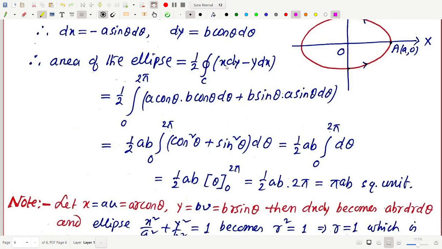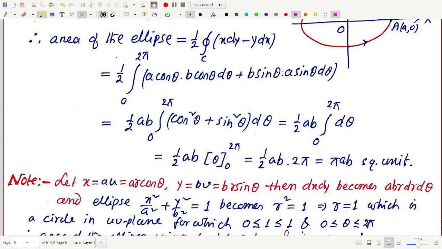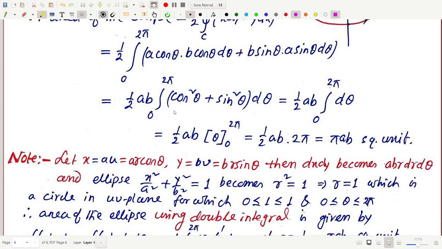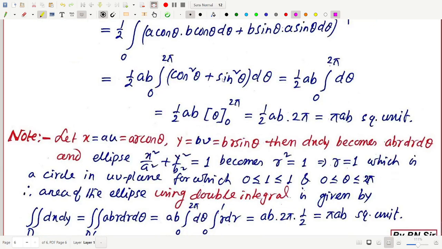So x is a cos theta, dy is b cos theta d theta, and y is b sin theta, dx is minus a sin theta d theta. That is why this minus becomes plus a sin theta d theta. This equals, with ab common and the half already there, cos square theta plus sin square theta, which is 1 again.